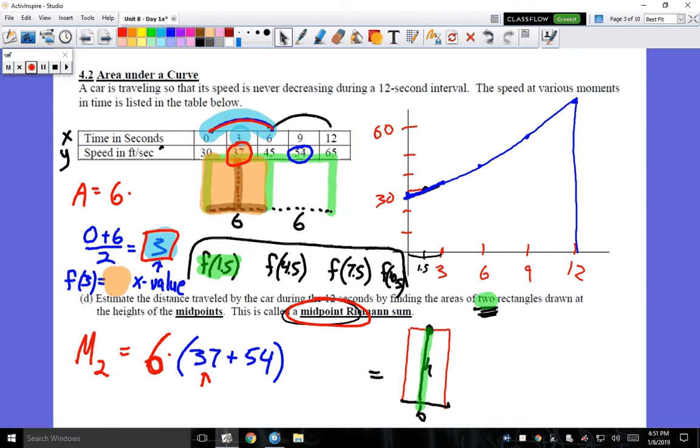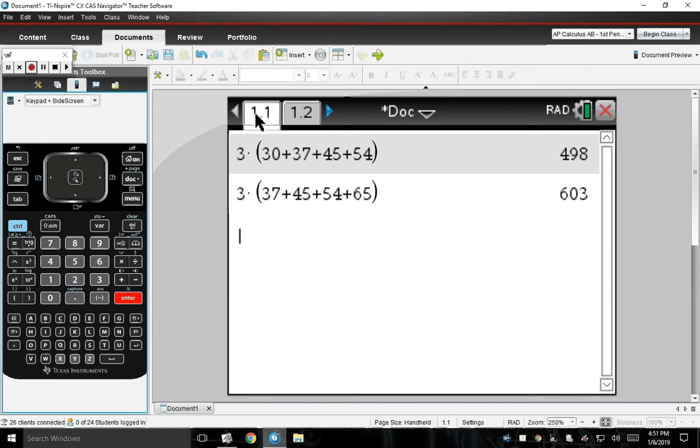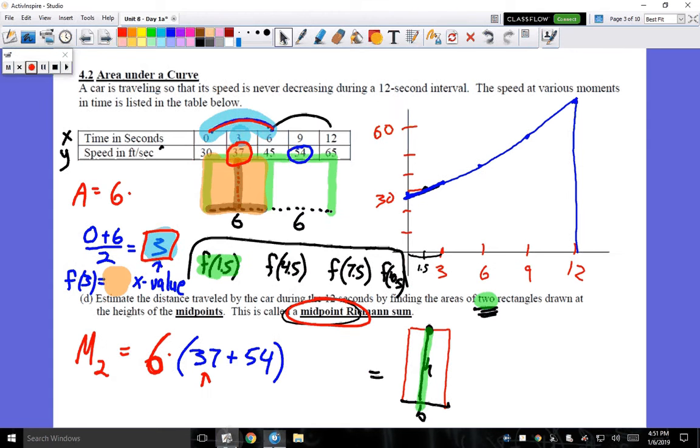Let's see what we get. We get 6 times 37 plus 54, and you get 546. So M sub 2 is 546 feet traveled, and that's the approximation, otherwise the area underneath the curve.